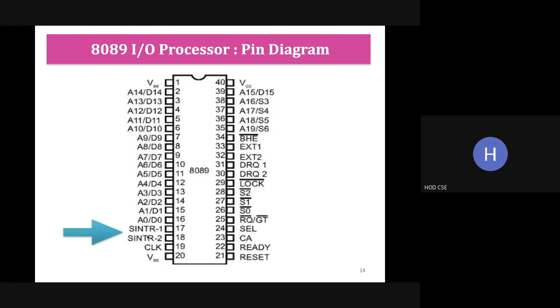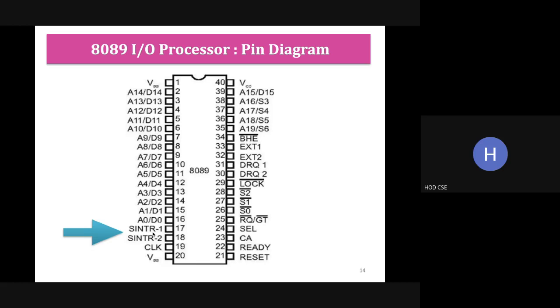Okay, so let's come to this here. SINTR, the signal interrupt. These are two new signals introduced in this 8089 processor. The signal interrupt is an output signal. After completing a task, this will be activated. After performing a scanf or printf, after performing a task, it will be activated. This is the signal interrupt signal.